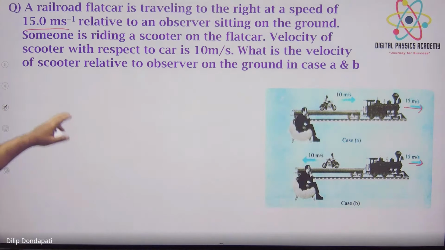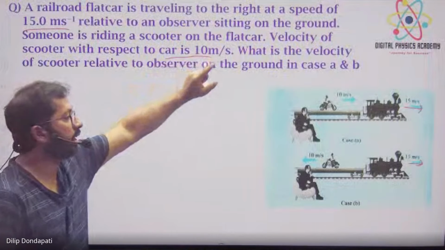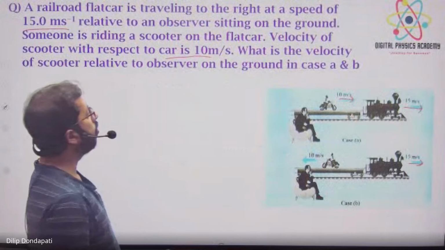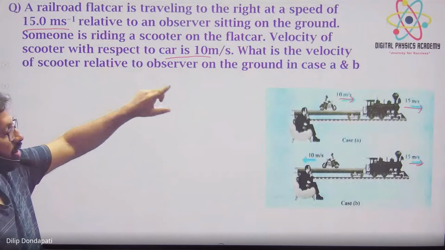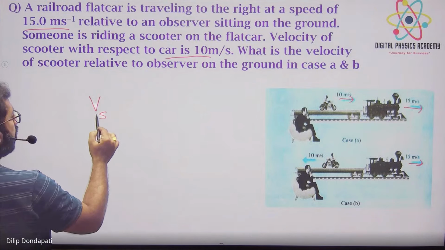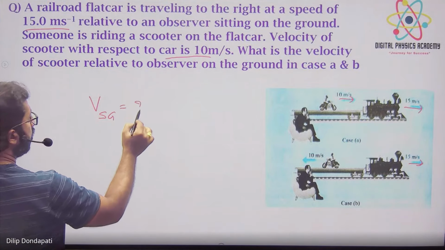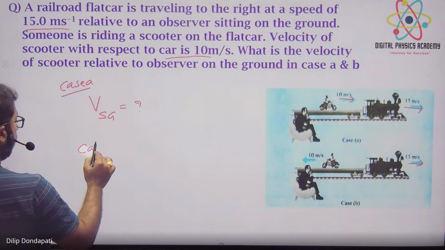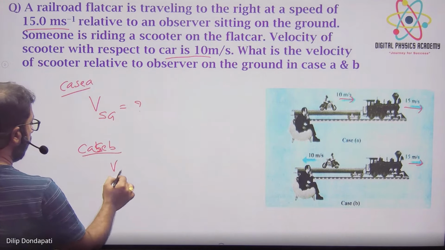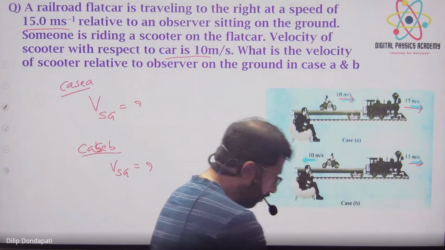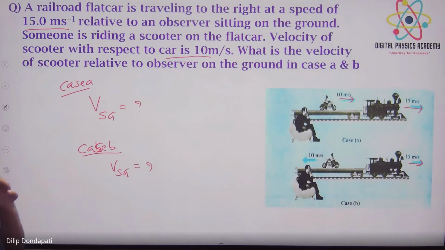The velocity of the scooter with respect to the car is 10 meters per second. What is the velocity of the scooter with respect to the car? 10 meters per second. What is the velocity of the scooter with respect to the observer on the ground? I want the velocity of the scooter with respect to the ground, in case A and in case B. A train is nothing but a car, say, a flat car, isn't it?